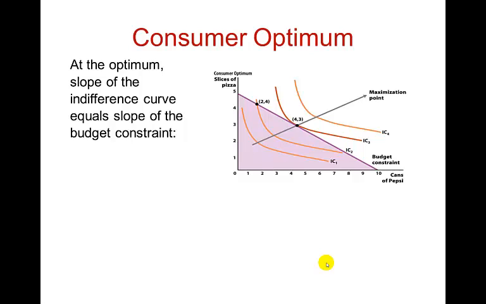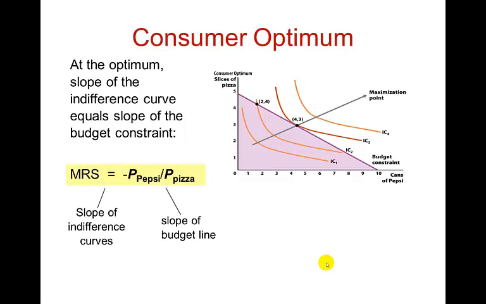Well, we know what the slope of the budget constraint is, and we know what the slope of the indifference curves are, so we can come up with a mathematical relationship from what must be true with these two things when the consumer is maximizing his or her utility. So the slope of the indifference curves is given by the marginal rate of substitution. The slope of the budget line is given by -1 times the ratio of the prices.